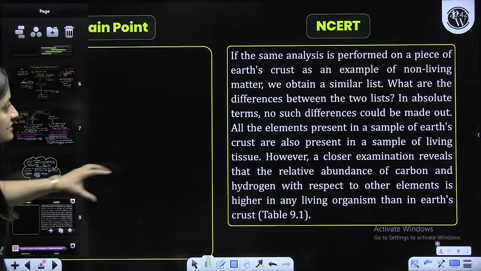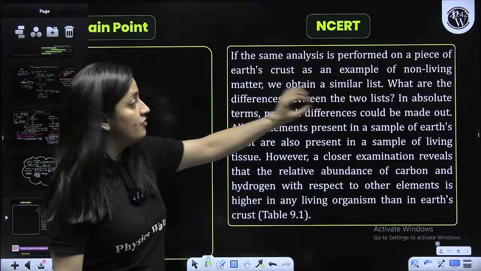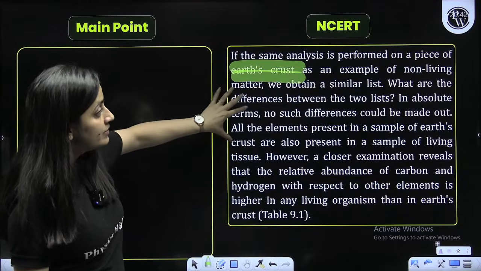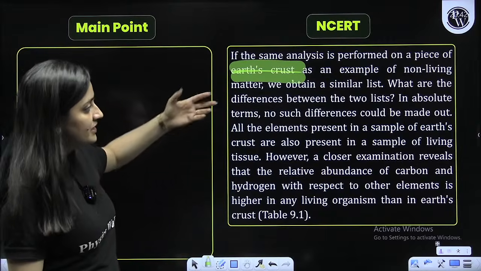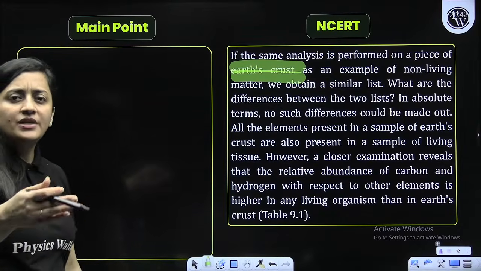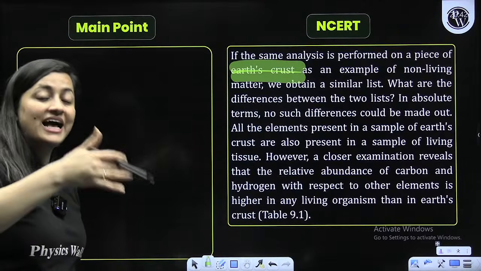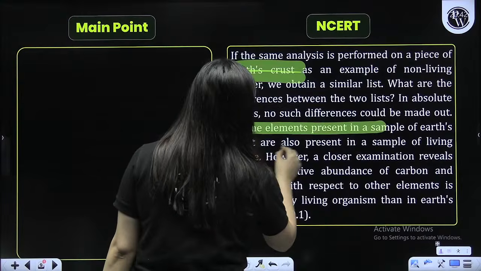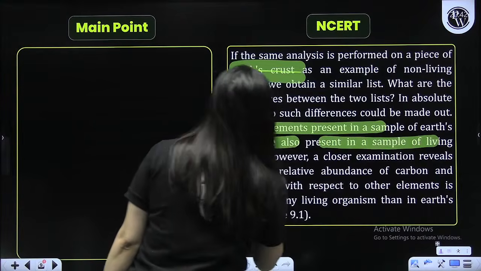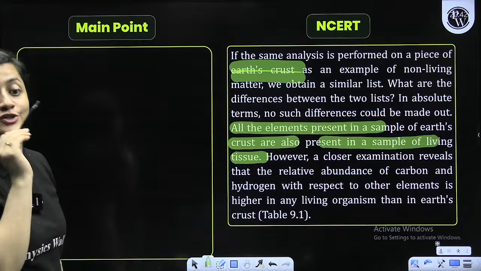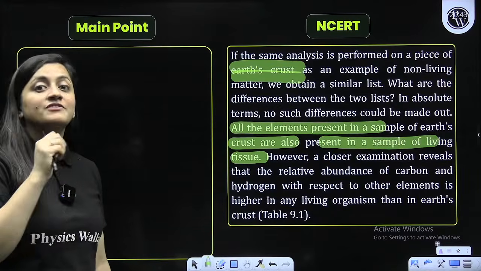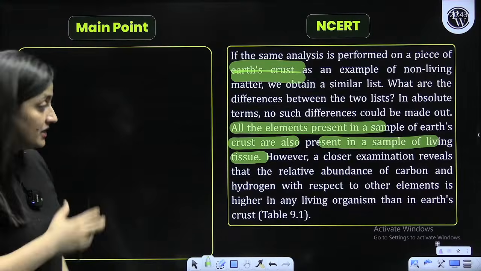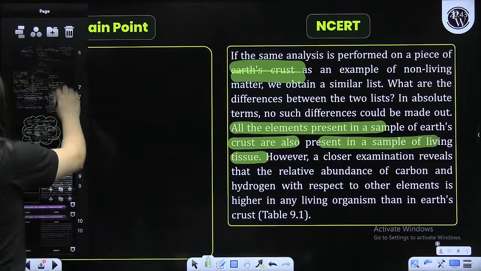After that, they are saying if the same analysis is performed on a piece of earth crust, as an example of non-living matter, we will see two lists, beta. Obviously you will see carbon, hydrogen, oxygen, nitrogen in the earth crust as well as in the living body. We'll compare that too. All the elements present in the sample of earth crust are also present in the sample of living tissue. So basically we are made up of the same things. It's just that the quantity can change. The amount varies, but otherwise this is what we are going to see there. We'll talk about that table.